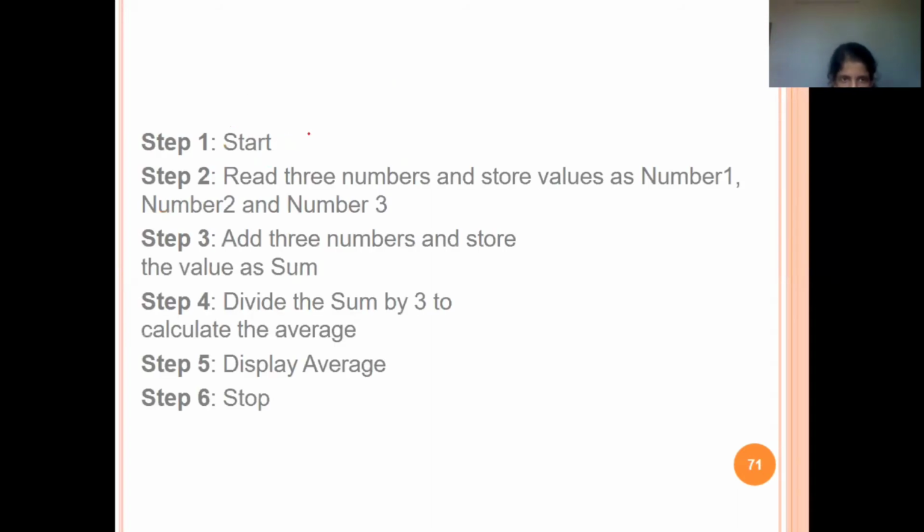So first step is start, then the last step is also stop. Then read the three numbers A, B, C. You can say, or here it is stated as number 1, number 2, number 3. Then add these three numbers and store the value in the sum. Sum is an intermediate data. Then divide the sum by 3. Here 3 is a constant value, that is also an intermediate data. So sum by 3, we will get the average. So calculate the average. Then display the average, then stop. This is how the algorithm of average of three numbers can be written.